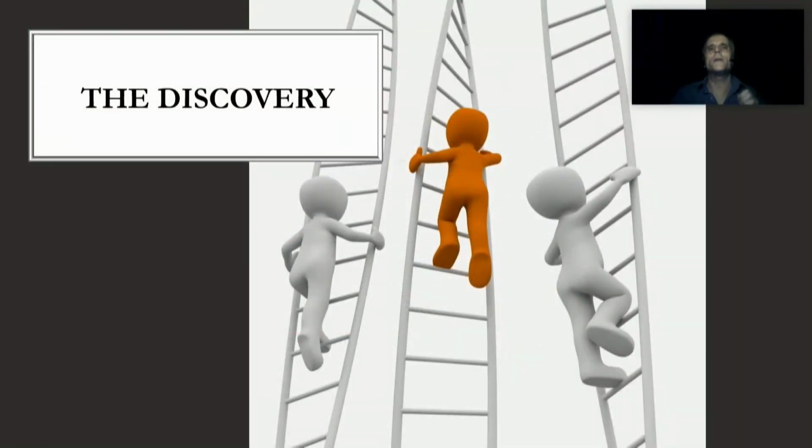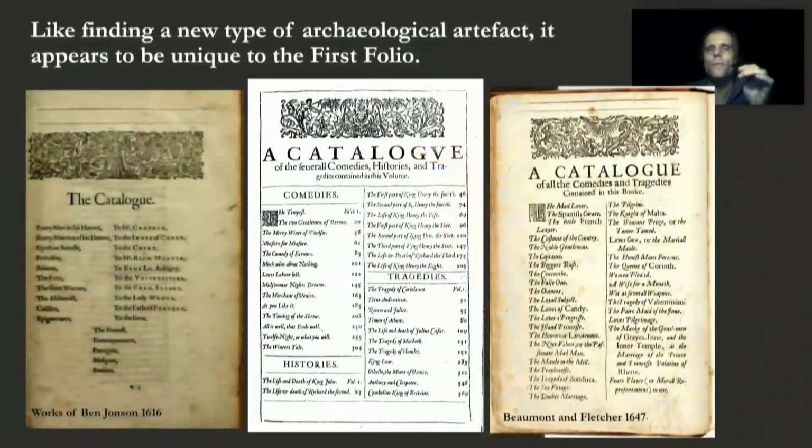Now I will show you the discovery I made from the Catalogue of Plays, which contributes to the authorship issue. The sightlines are crucial. Like finding a new type of archaeological artifact, it appears to be unique to the First Folio. The catalogue pages for Jonson's works from 1616 and Beaumont and Fletcher's folio from 1647 do not separate the plays into categories, nor do they have page numbers.